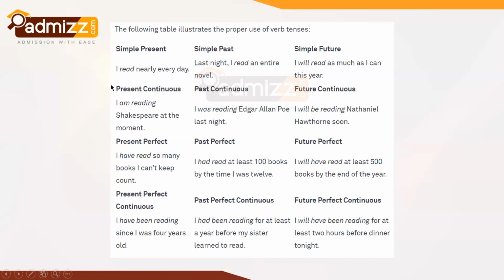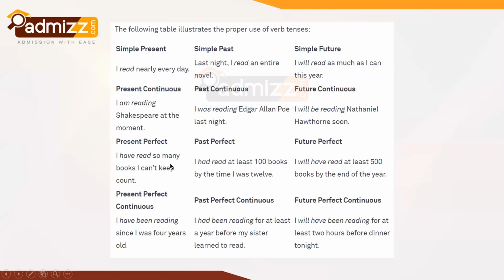Same case with the present continuous, past continuous, and future continuous as well. In this case, we use the fourth form of the verb, reading, with ing in all of these. The only difference would be I am or the be verb. In this case, am is the be verb, and then was, and will. I was reading Edgar Allan Poe last night. I will be reading Nathaniel Hawthorne soon.